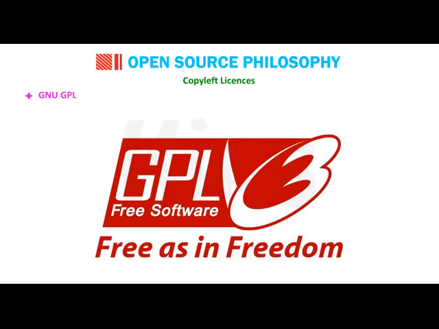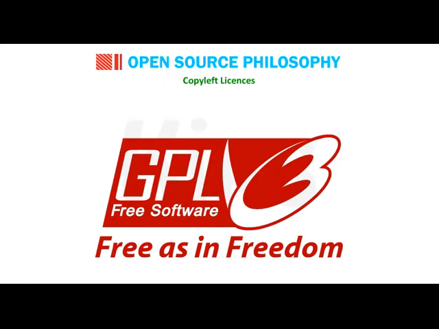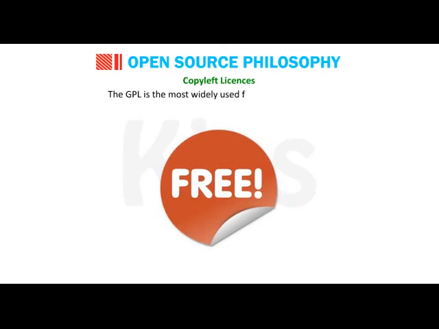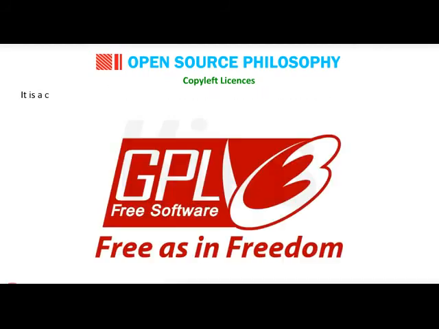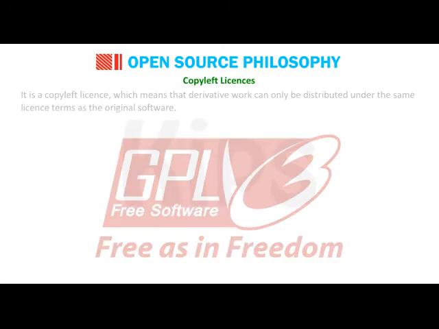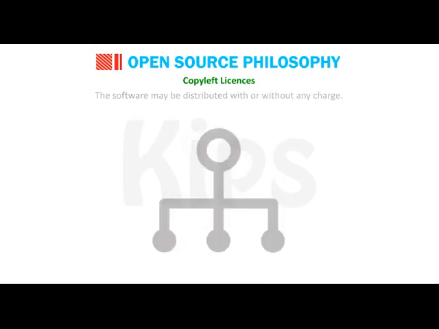GNU GPL, GNU General Public License. General Public Licenses are intended to guarantee the user's freedom to share and change all versions of a program and to make sure it remains free software for all its users. The GPL is the most widely used free software license. It is a copyleft license, which means that the derivative work can only be distributed under the same license terms as the original software. The software may be distributed with or without any charge.